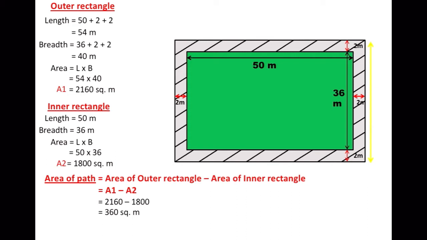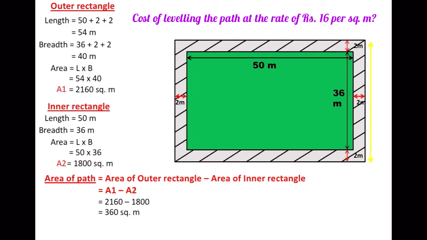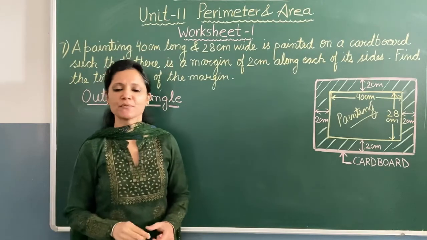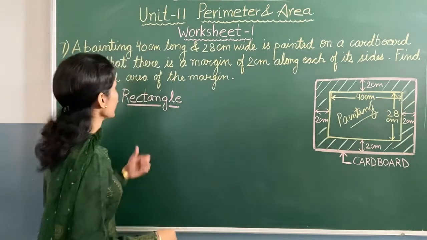Now the next part of the question is we have to calculate the cost of leveling this path at the rate of rupees 16 per square meter. So the cost of leveling would be equal to area of the path multiplied by the cost per square meter, that is rupees 5760. So let's do some similar questions from worksheet number 1, starting with question number 7.